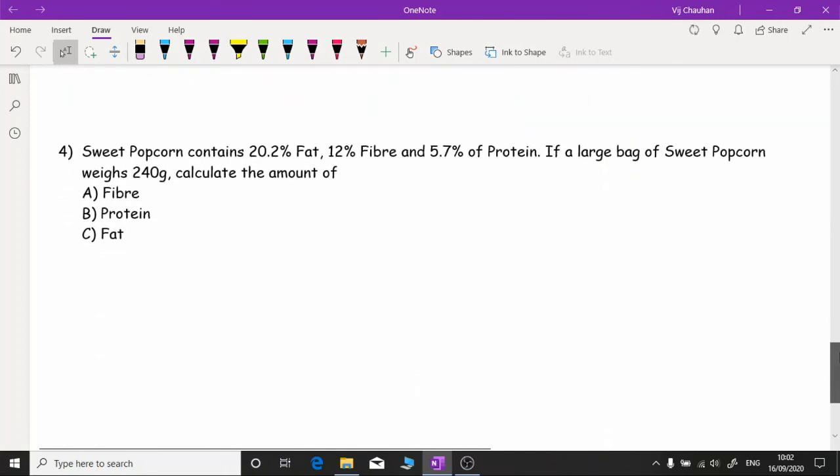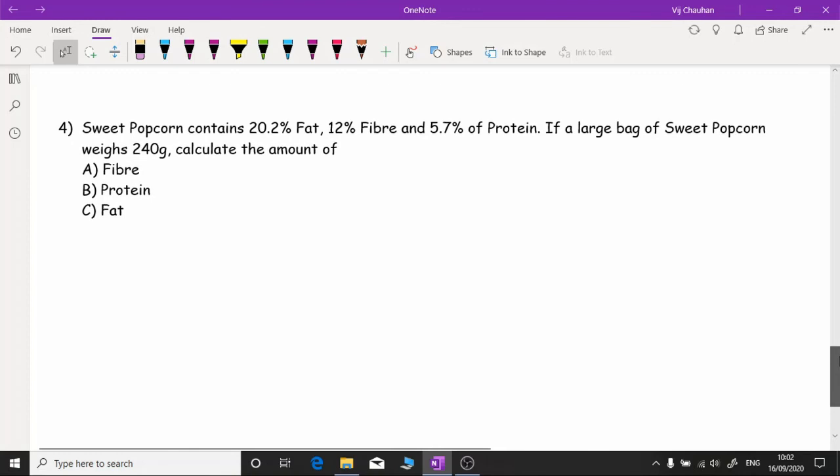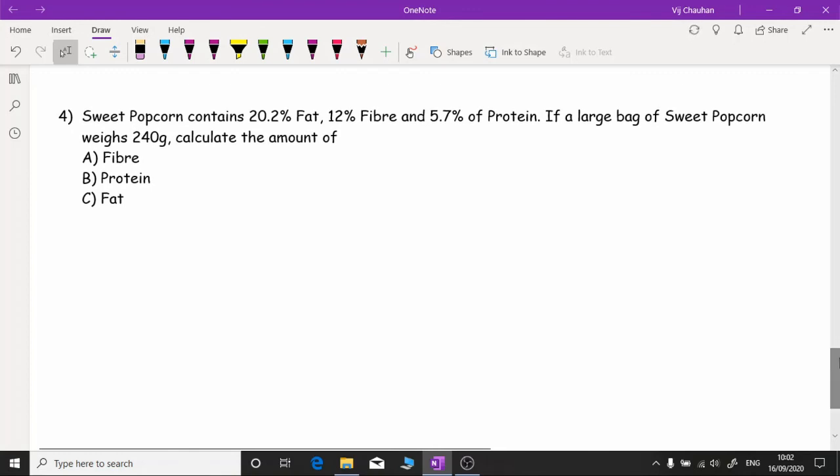Now with question 4, this is where we've got a bit more of a wordy question. It says sweet popcorn contains 22.2% fat, 12% fibre and 5.7% of protein. So if a large bag of sweet popcorn weighs 240 grams, calculate the amount of A, fibre, B, protein and C, fat. So what we're doing for A, related to the previous three questions, is I want to work out what 12% of 240 grams is going to be.